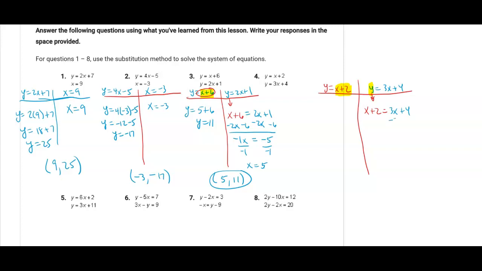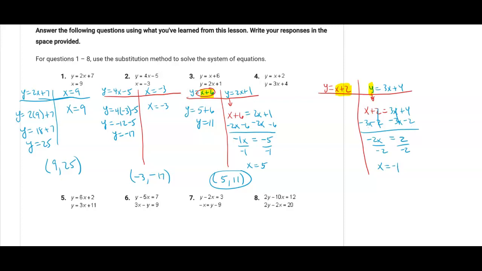X. So I subtract 3x, I subtract 2, x minus 3x is negative 2x. You have to be careful with signs here, right? 4 minus 2 is 2. And now, when I divide by negative 2, x is equal to negative 1.